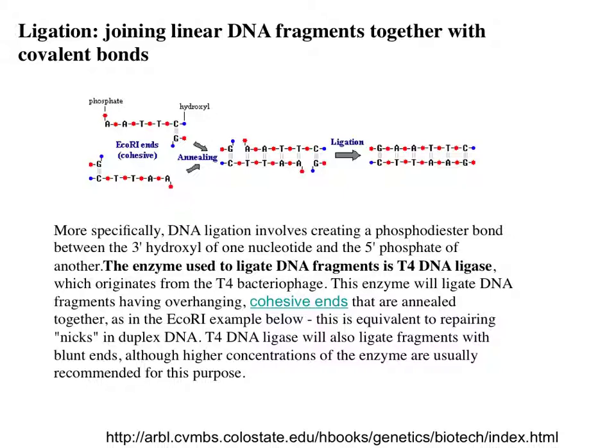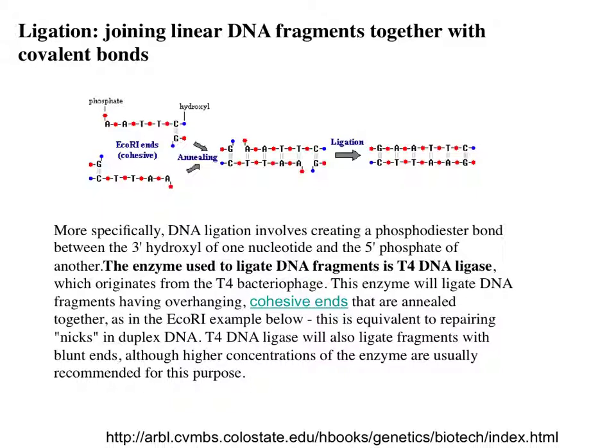And then the other important, so we have molecular scissors, now the tape. So the molecular tape is ligase, often used in ligation, a process where you take two fragments together, as shown here. These are sticky end fragments that are complementary that will come and join together. So in DNA ligation, it involves creating a phosphodiester bond between the 3' hydroxy of one nucleotide and a 5' phosphate of another. The enzyme that's used is T4 DNA ligase, which comes from T4 bacteriophage.